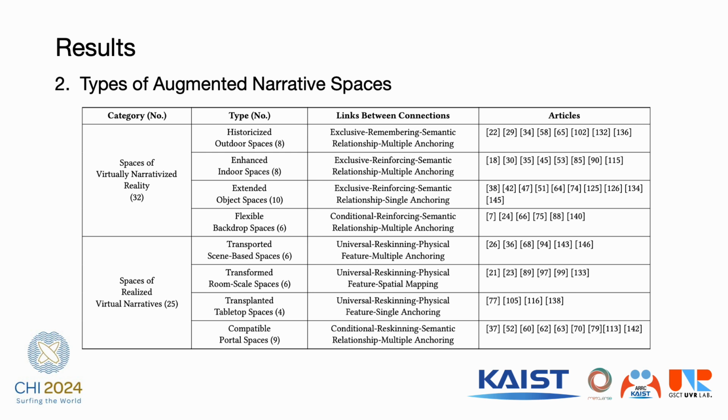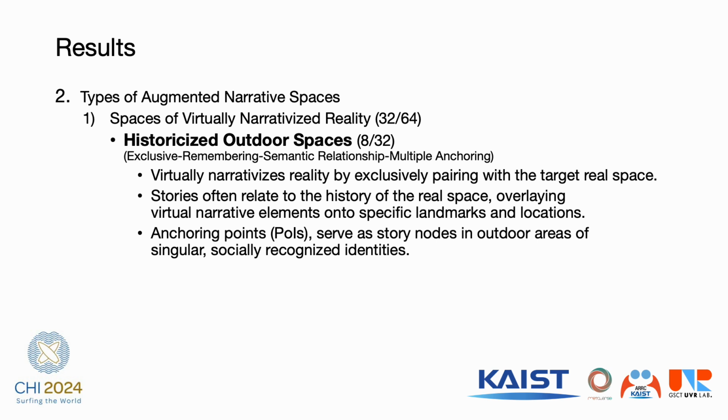Furthermore, we found that they could be placed in 2 subsuming categories of augmented narrative spaces, which are spaces of virtually narrativized reality and spaces of realized virtual narratives. The first type of augmented narrative space that virtually narrativizes reality is historicized outdoor spaces.